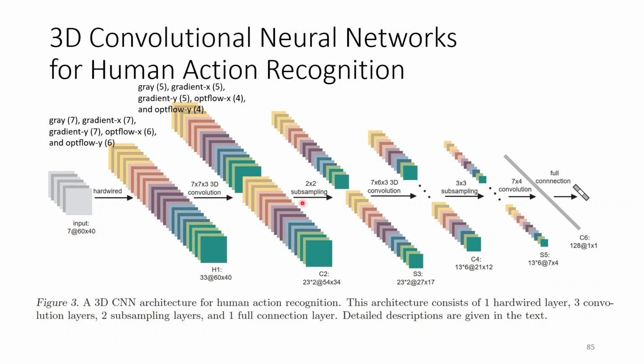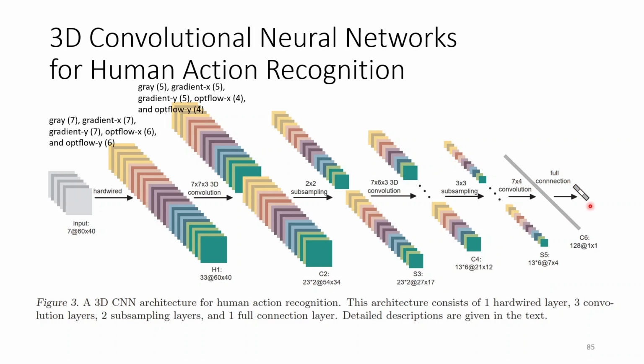Okay, then apply a 2 by 2 subsampling and apply another 7 by 6 by 3 set of new 3D convolutions, and do it several times, and then they see there are only 1, 2, 3 classes. Okay. So what 3 classes do they use?